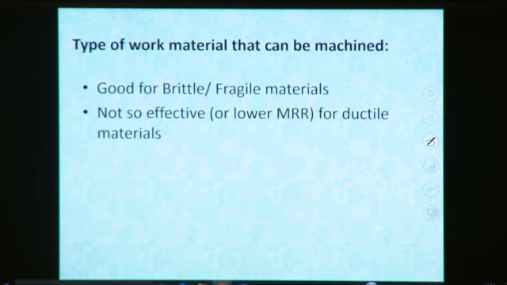Type of work material that can be machined: I already told you, it is very good for brittle and fragile materials. It is also good for machining thin materials because there is no direct contact of the tool with the workpiece. Only the abrasive particles are in contact with the workpiece. Also, there is no heat generation, because whatever heat is generated, although very little, is taken away by the high velocity jet of air. This process is not so effective for machining of ductile materials.